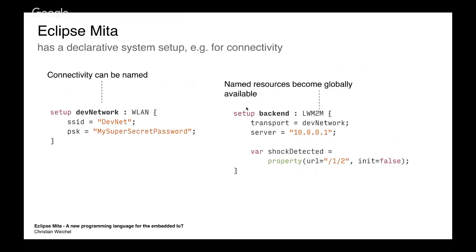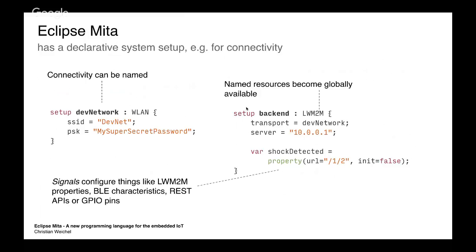Lastly, what we see down here is a shock detected. And this is what we call a signal. And signals are basically communication channels with the outside world. And what particular signals are available to you depends on the resource that you're currently setting up. So in case of lightweight M2M, we're talking about properties. In case of Bluetooth GATT, we're talking about characteristics. In case of REST, we're talking about resources. In case of GPIO, we're talking about pins, right?